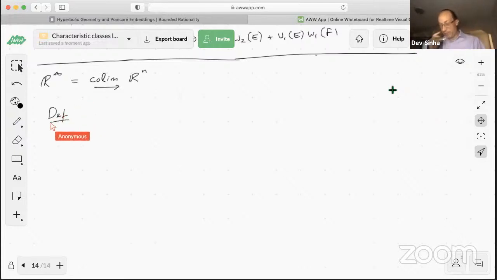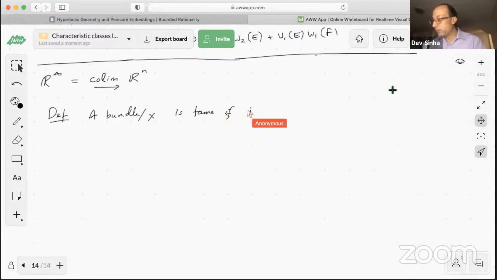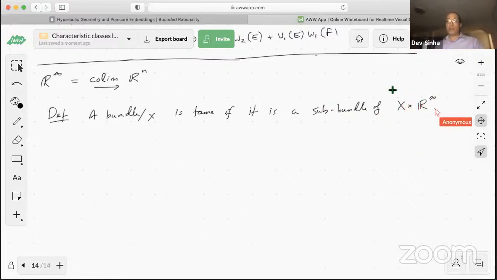I'm going to modify a definition because I realized I was inconsistent with some other notation before. A bundle is tame if it is a subbundle of X cross R infinity, considered as a trivial vector bundle. All our bundles that we study are finite rank. We're not going to get into the infinite rank case in any serious way, but we'll introduce this one quote unquote infinite rank bundle just to say you're tame if you sit in there as a subbundle.